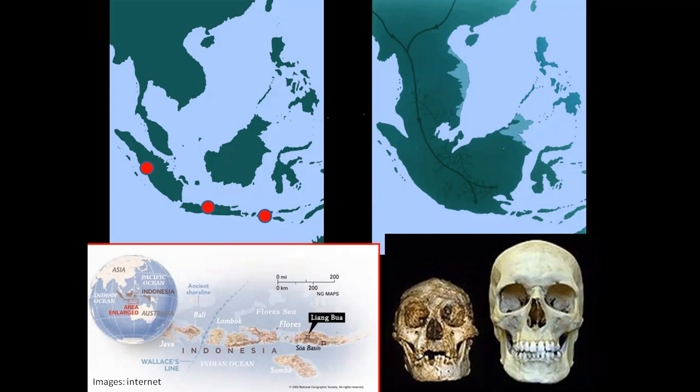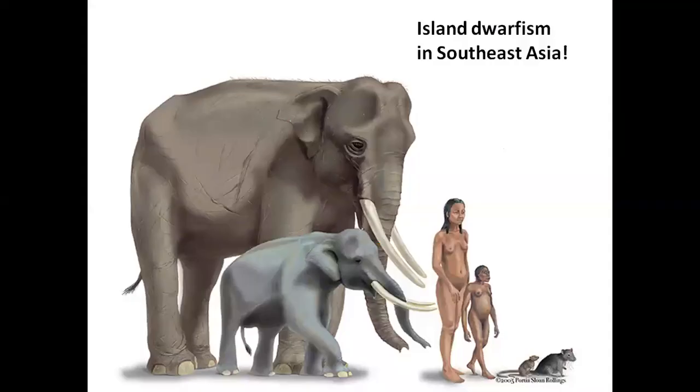And this happens with other animals also. The elephants on the island become smaller. Why does this happen? This is a phenomenon called island dwarfism. When you have limited resources, the best way for a species to survive is to become smaller and adapt to limited resources for longer survival. Interestingly, you can see the rats in the bottom, the rats become larger, but the elephants and humans become smaller.